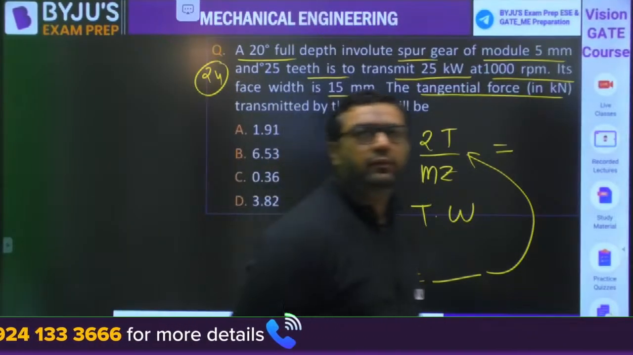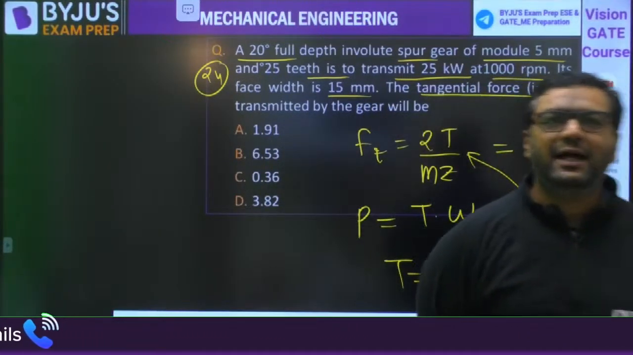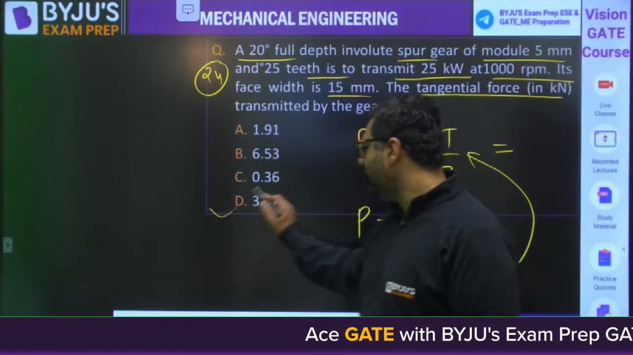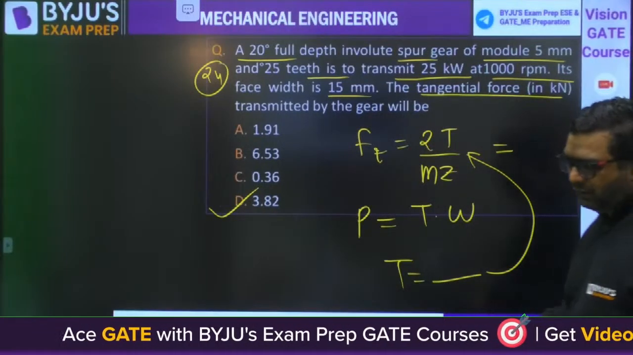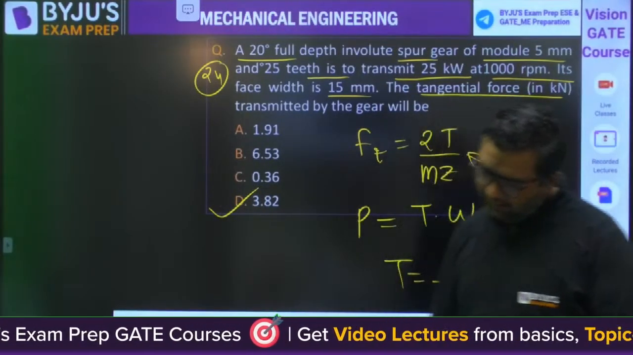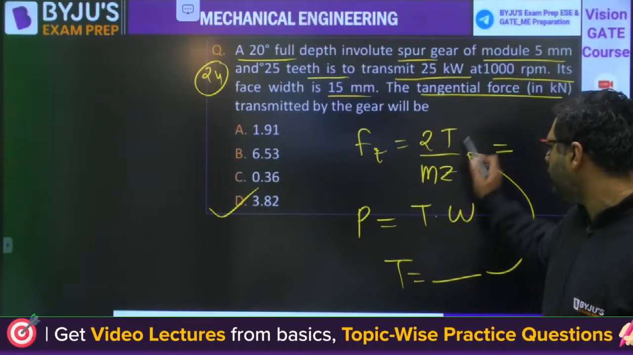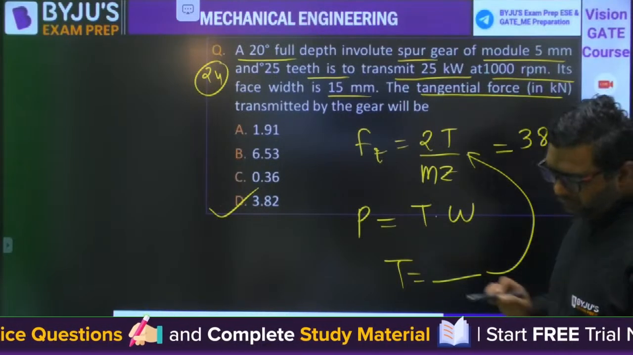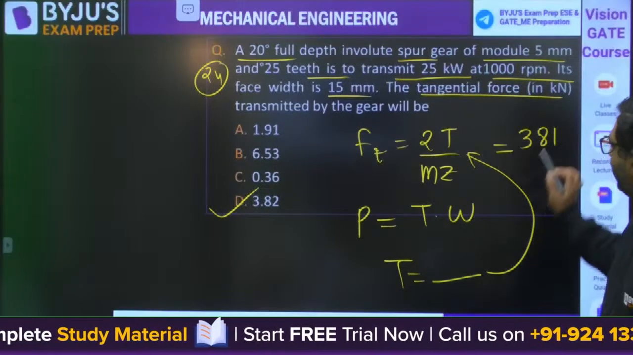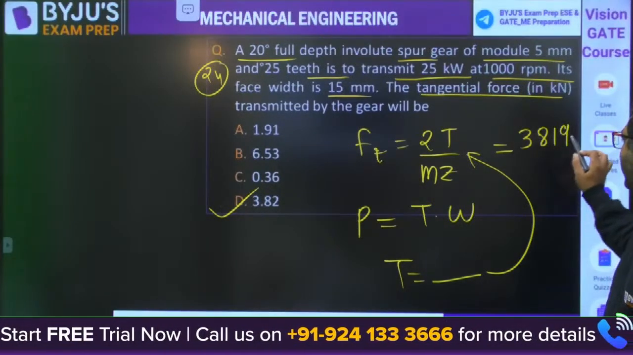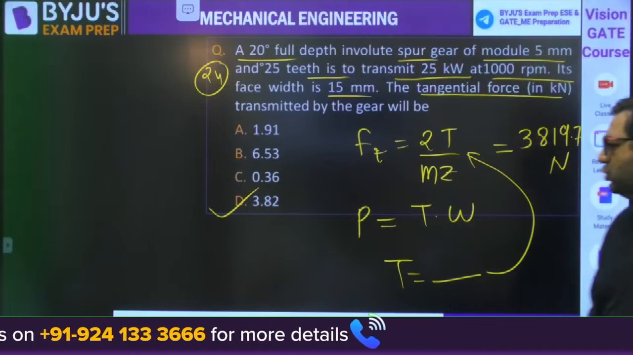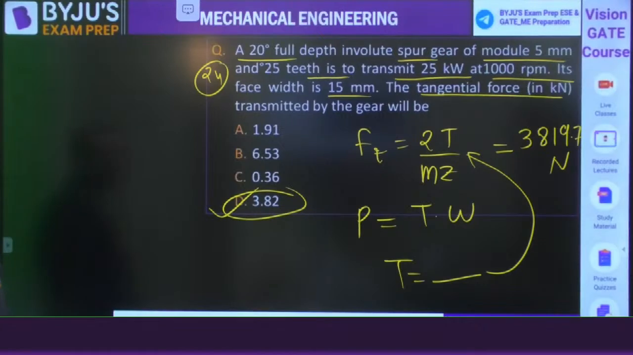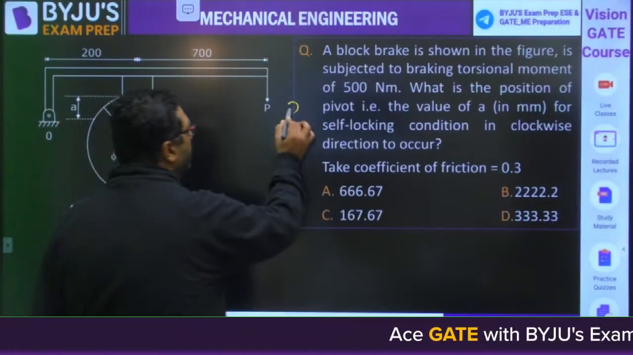Great, Biseti. Dhalapatti is saying the answer is D. Papa ka Goda is saying D. D is correct. First find the torque. You will get the value of torque, and after that the force will be 3819.7 Newton. So the answer is 3.82 kilonewton. Very good, Aftab. Money.